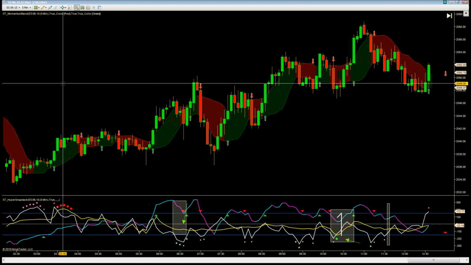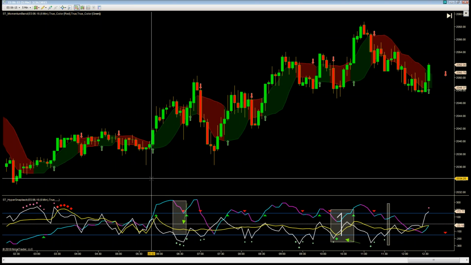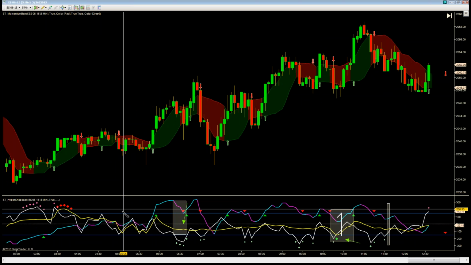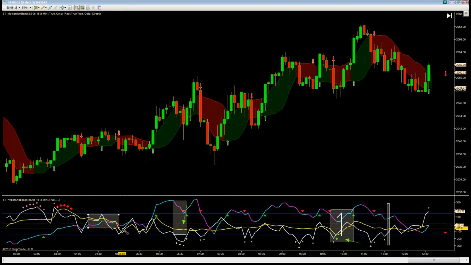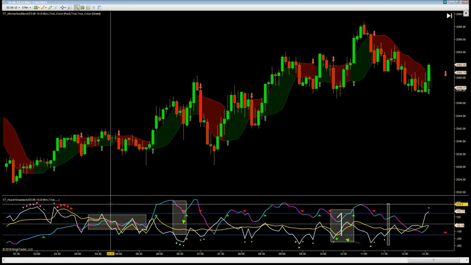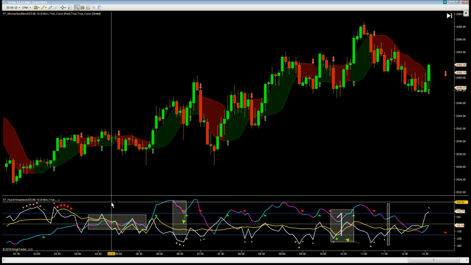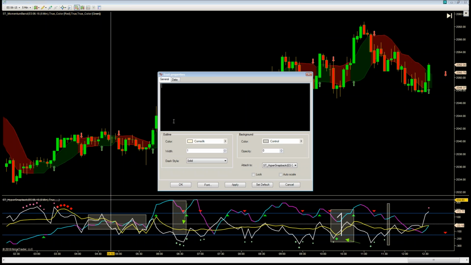Now remember, you're going to only trade the HyperSnapbacks. This is the universal signal that we've created for you for a long and a short. So in this area, this is where it's choppy. So when these lines are running in between, and we'll write this out for you. So this is a long zone above the 150.